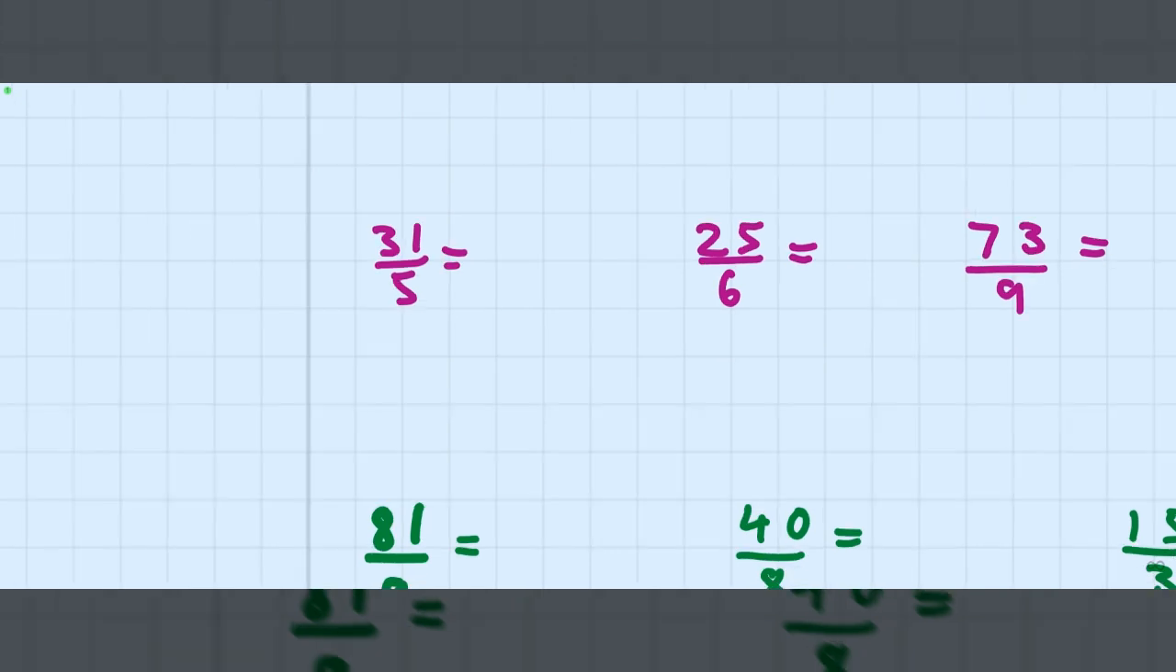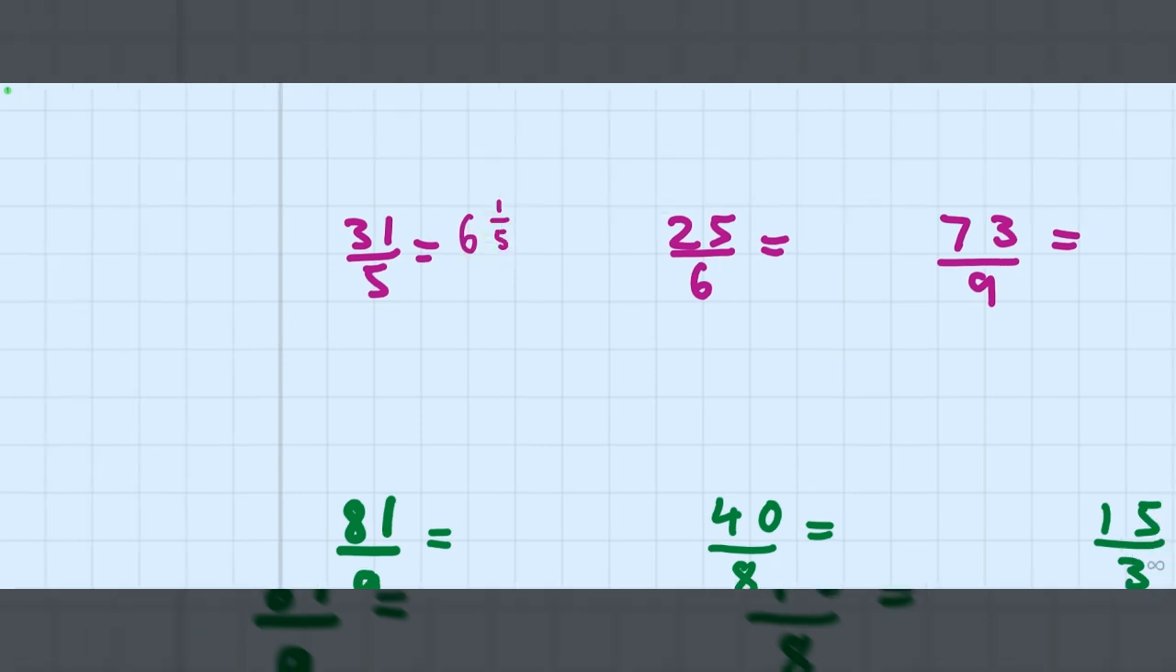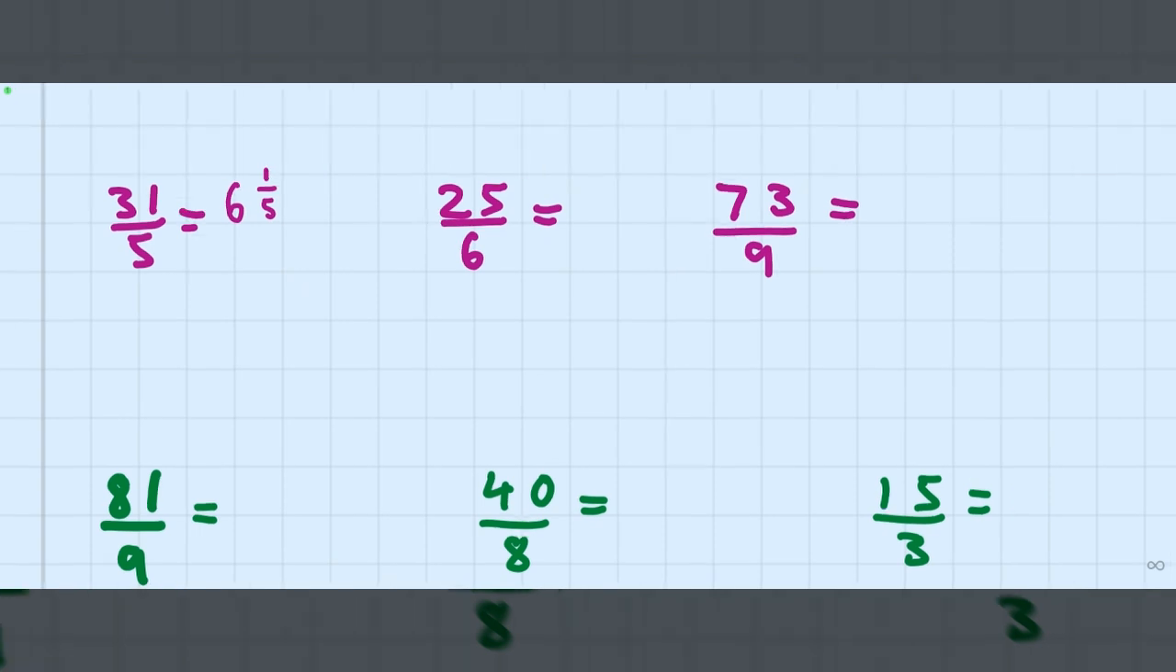Applying that to slightly bigger numbers, 31/5, well, 5s into 30 go 6 times, and there's a remainder of 1, but that's 1/5. 6s into 25, well, 6 4s are 24, so that's 4 wholes, but I've got 1/6 left over.